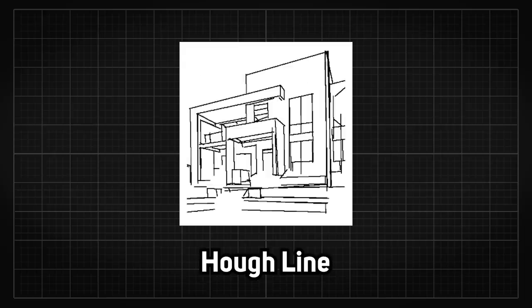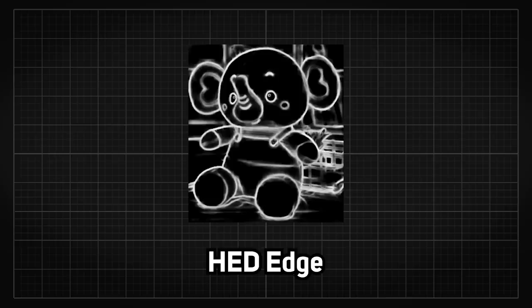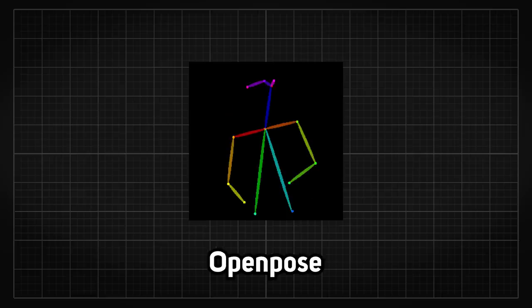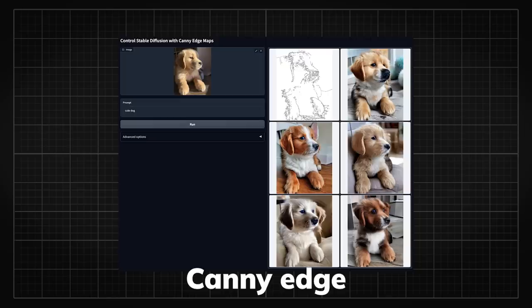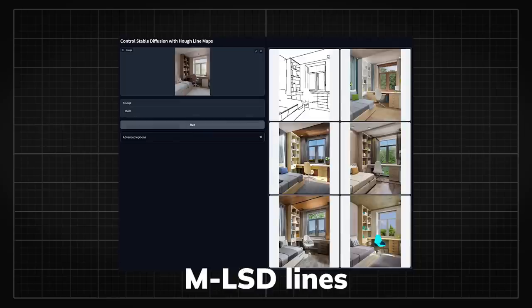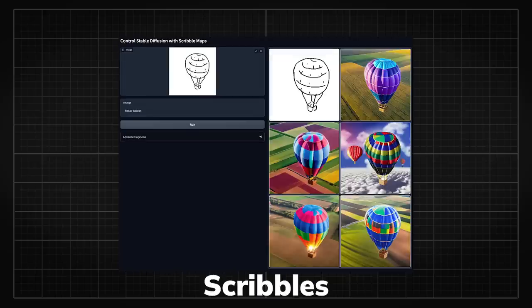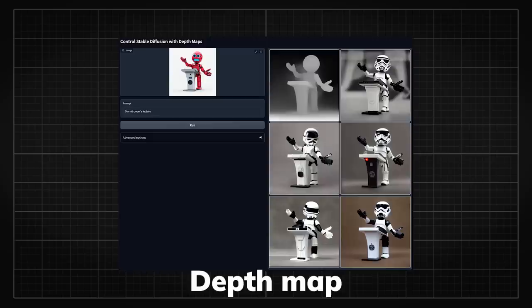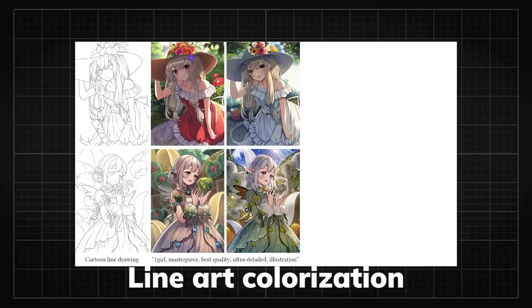In the ControlNet 1.0 release, there were 8 total models that were officially published. Each of them lets you control your generation in its own unique way. For example, Canny Edge, MLSD Lines, HED Boundary, Scribbles, Human Pose, Semantic Segmentation, Depth, Normal Map, and we were also teased with the unreleased line art colorization model.